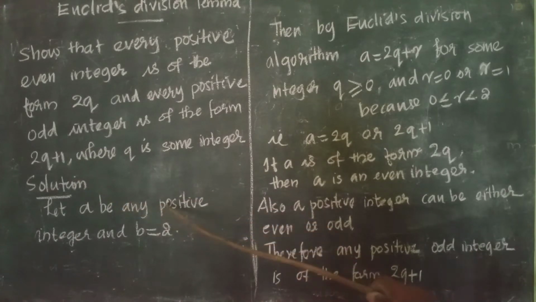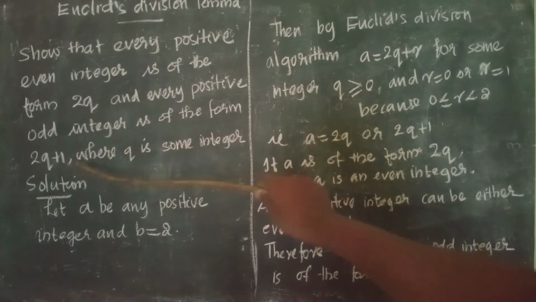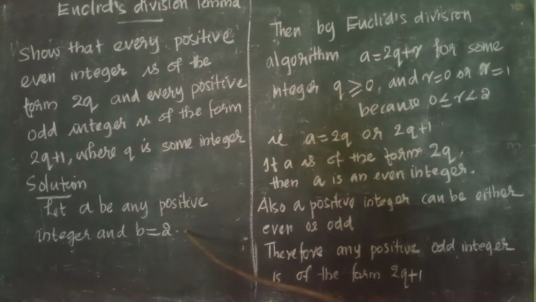Solution. Let a be any positive integer and b equal to 2. Here we selected b equal to 2 because it is given here 2q and 2q plus 1. So we are going to apply Euclid's division lemma here. Euclid's division lemma is: for any positive integers a and b, there exist unique integers q and r satisfying a equal to bq plus r, 0 less than or equal to r less than b.